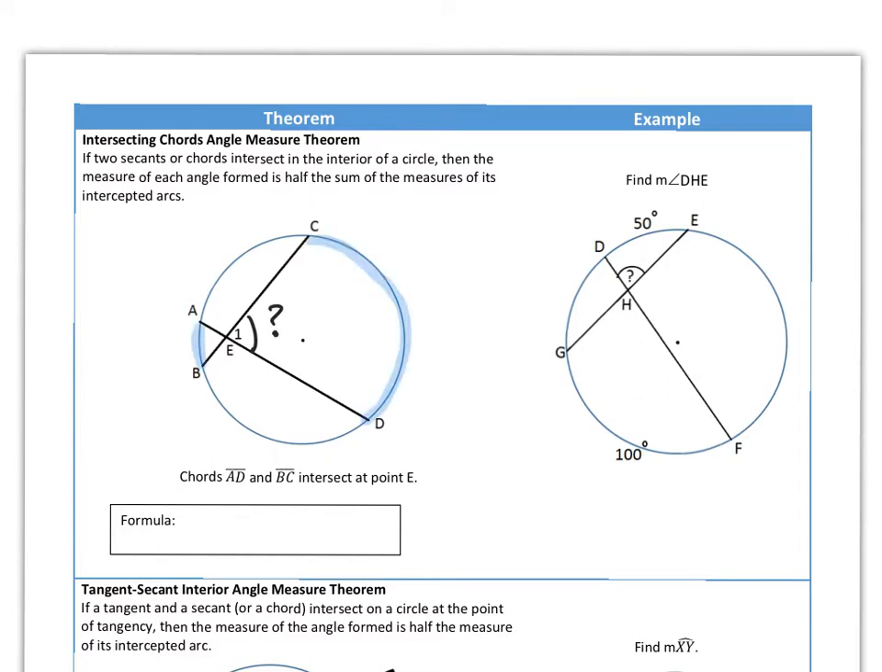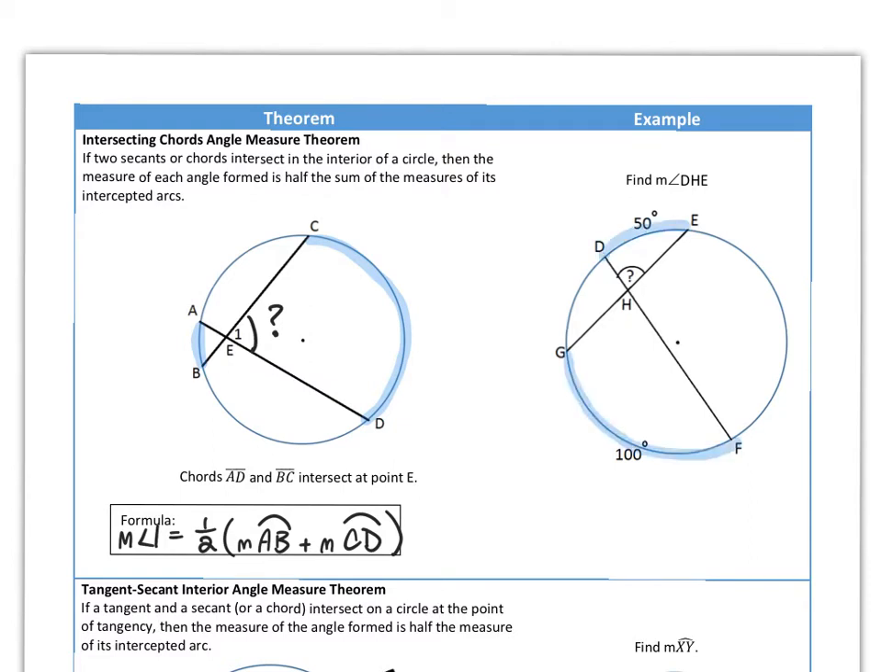It turns out that the measure of angle 1 is equal to the average of the measure of arc AB and the measure of arc CD. In other words, you can find the measure of angle 1 by adding together arc AB and arc CD and then dividing by 2. Let's try it out with an example over here.